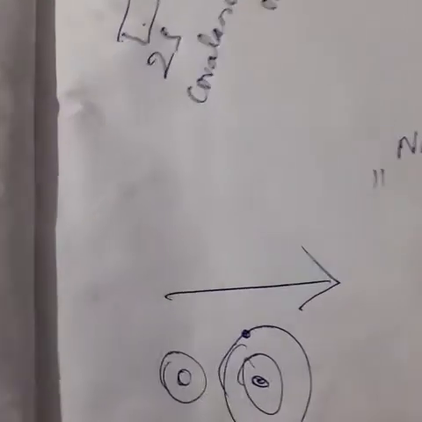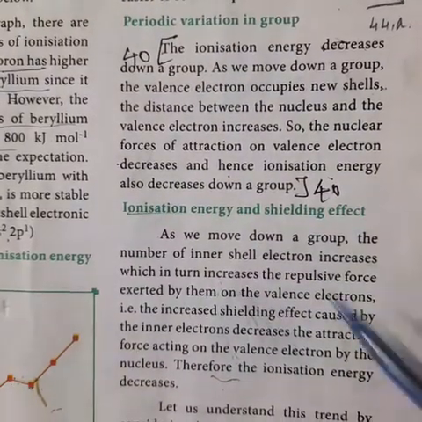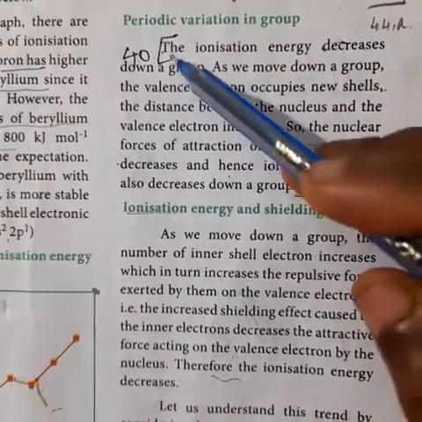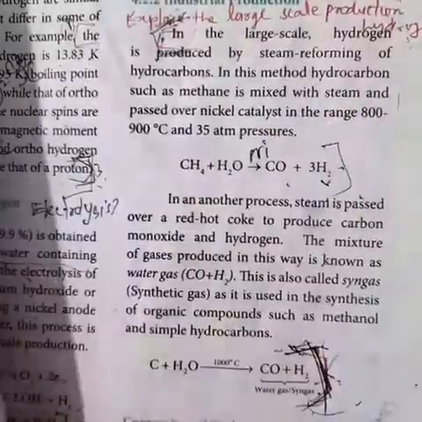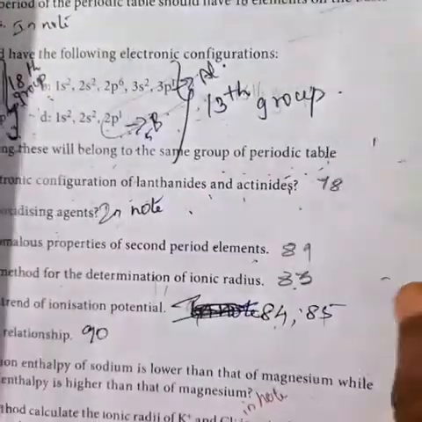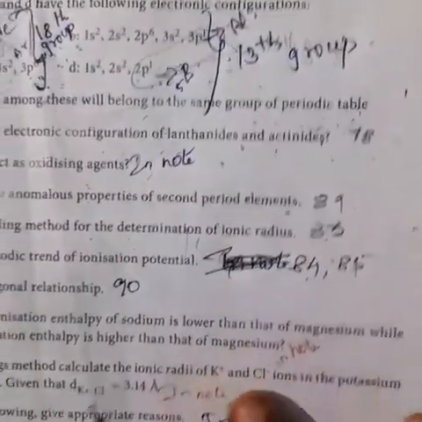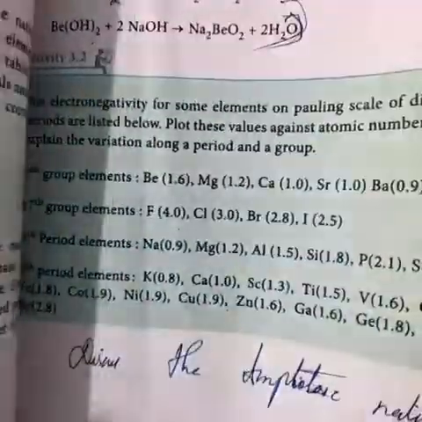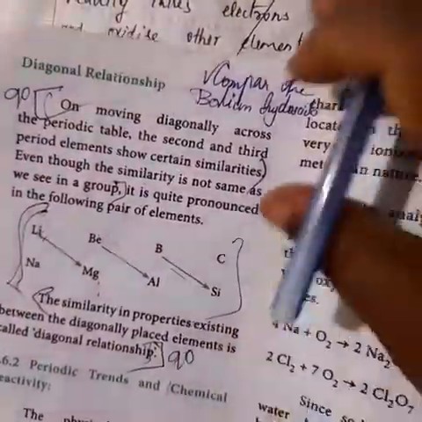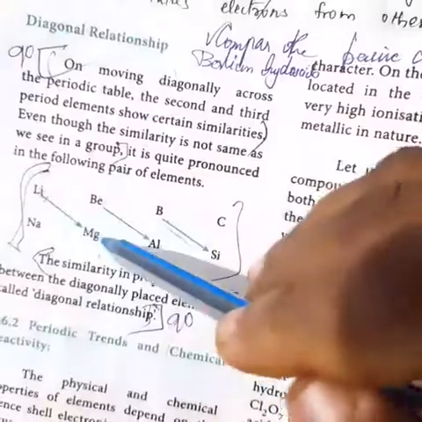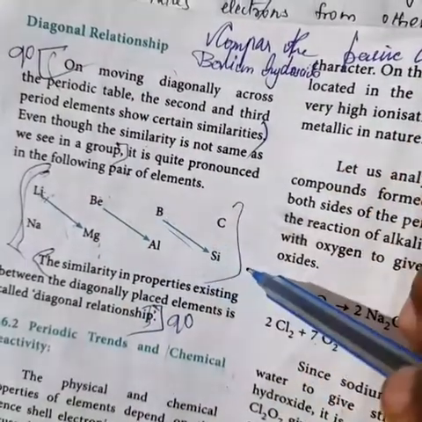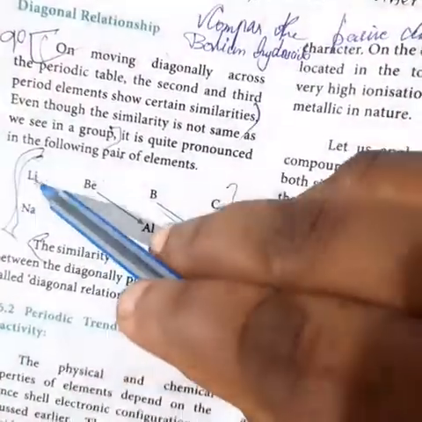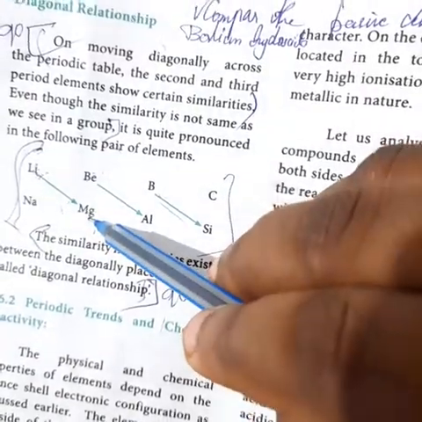And this is question number 40. And question number 41: explain the diagonal relationship. Page number 90, diagonal relationship. On moving diagonally across the periodic table, diagonally means like this: the first member of the first group and the second member of the second group. This is the diagonal.